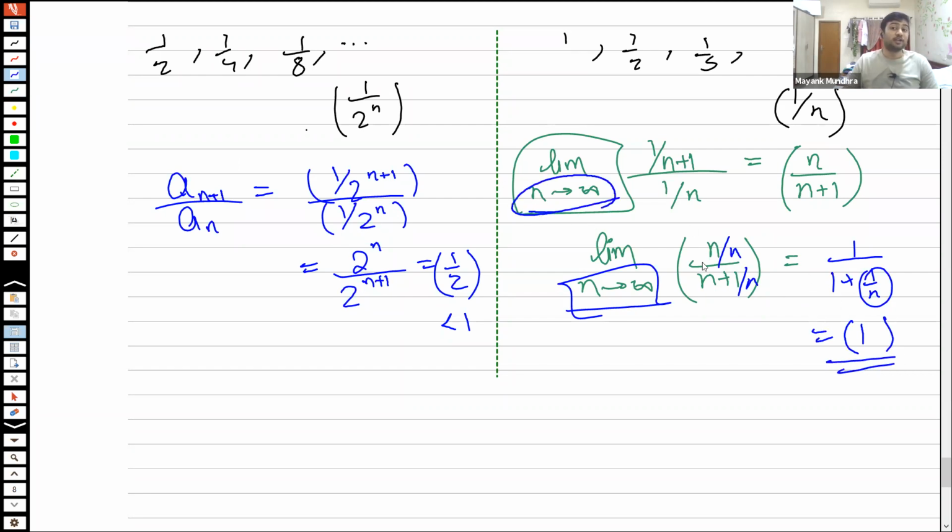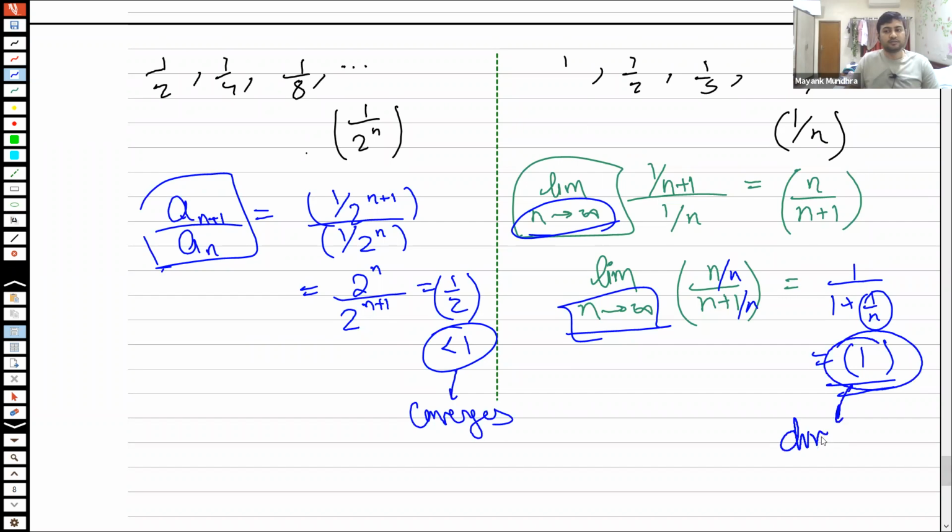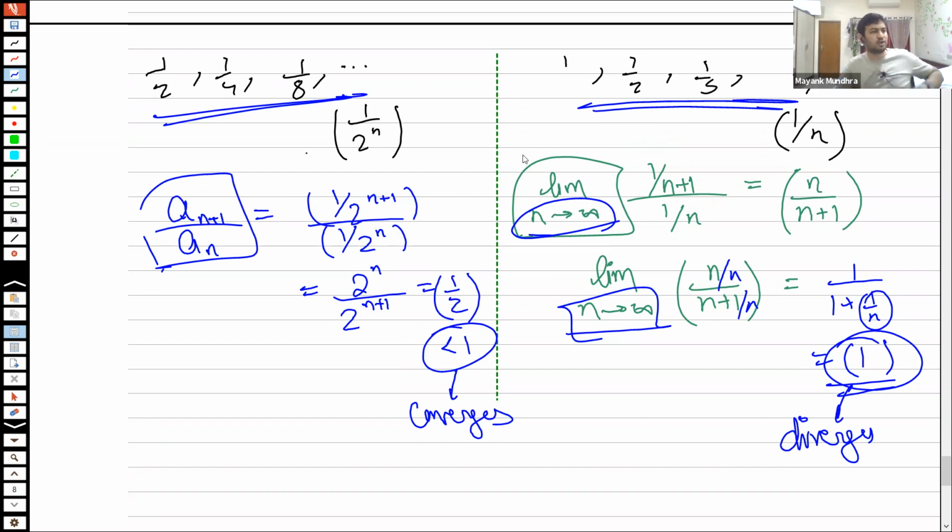So the limit as n tends to infinity of a(n+1) by a(n) is 1 here, and this is less than 1. So what the ratio test tells us is that if this ratio at infinity is less than 1, then it converges. But if it is equal to or greater than 1, then it diverges. And that's what we saw, right? We saw that this summation is convergent, whereas this summation is divergent. So that's your ratio test, might come in handy.